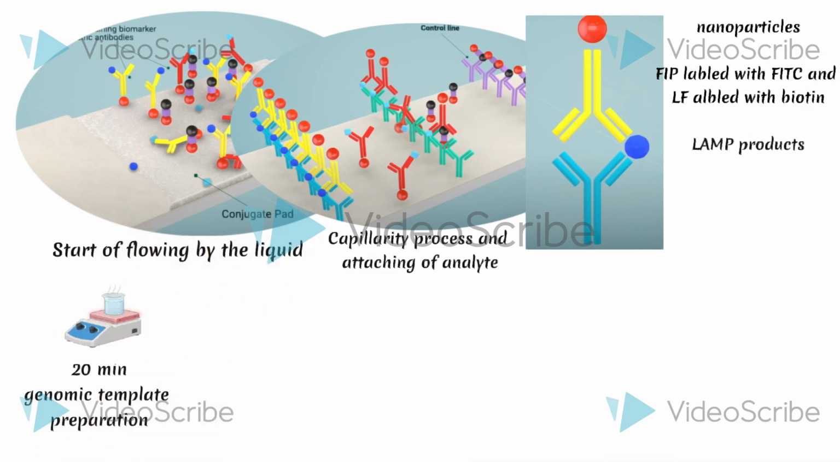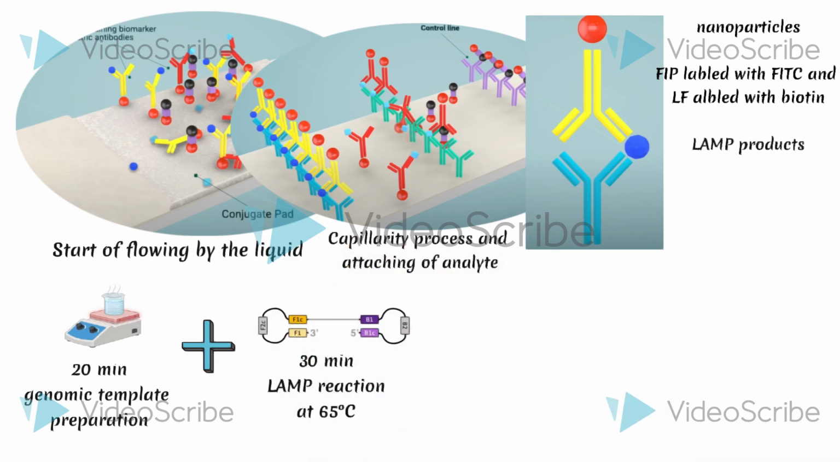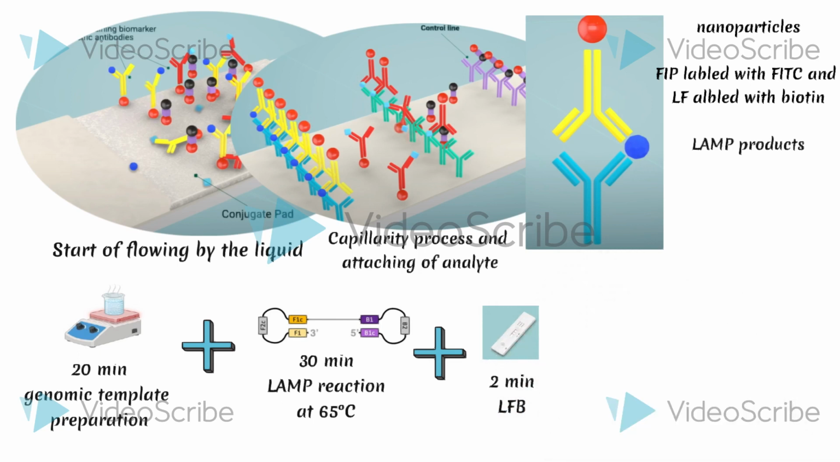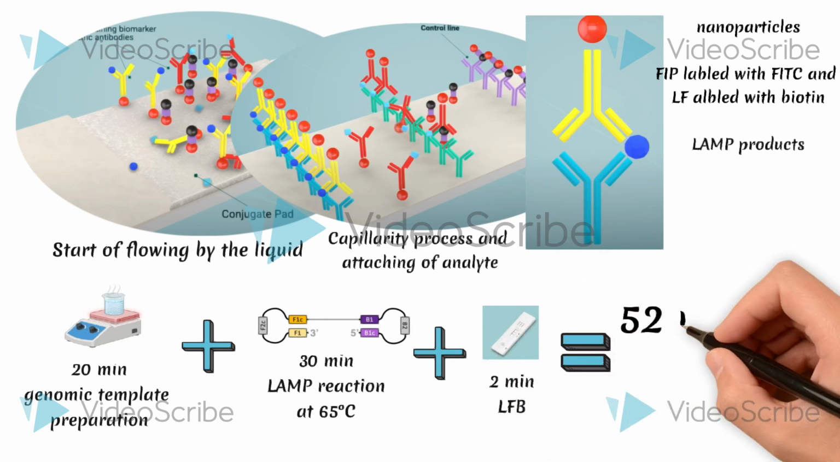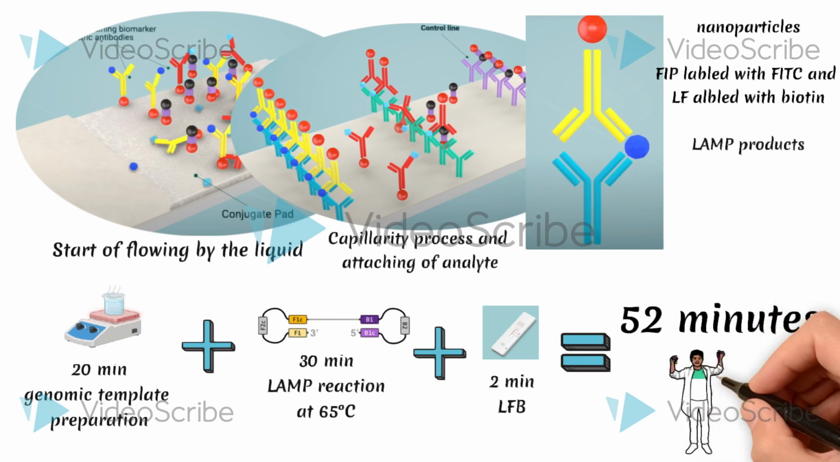The whole experimental procedure of LAMP-LFB can be completed in 52 minutes, which includes 20 minutes for genomic template preparation, a LAMP reaction time of 30 minutes, and LFB analysis of 2 minutes. LAMP is done at 65 degrees Celsius, which stays constant throughout the whole experiment.